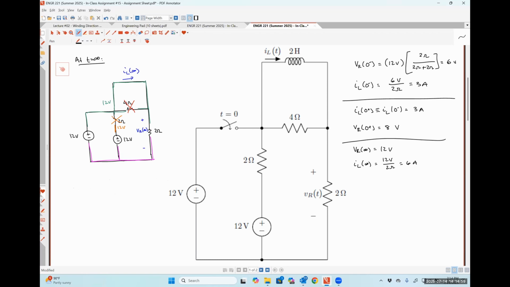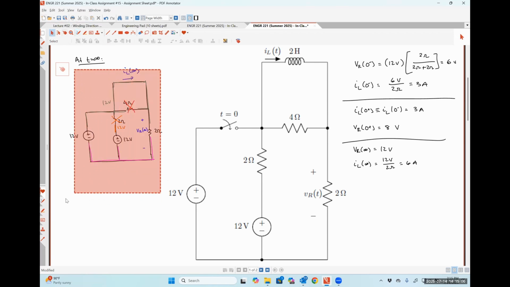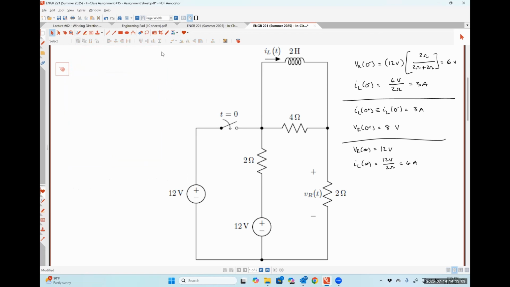So now let's look at finding our time constant. So hopefully it is very obvious that our equivalent inductance here is just going to be 2 Henrys because it's the only inductor in our system. So that means we just need to find REQ. So these terminals up here are where my inductor was. So I'm going to be looking into this. So here's my 4 ohm resistor. Here is a 2 ohm resistor. My 12 volt source is shorted out.